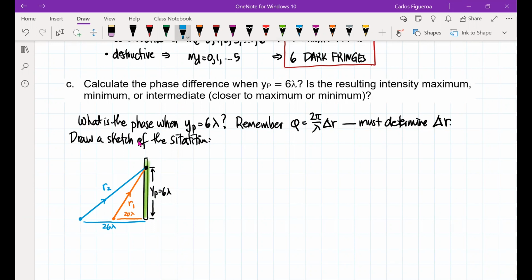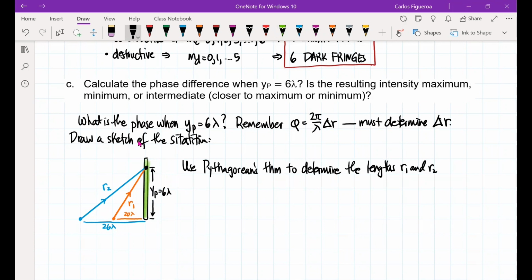So what you're seeing here is that there are two triangles, and we need to calculate the lengths of the hypotenuses of those two triangles in order to determine what the path difference is. So what I'm going to do is use Pythagorean theorem to determine the lengths R1 and R2. So let's go look at that.